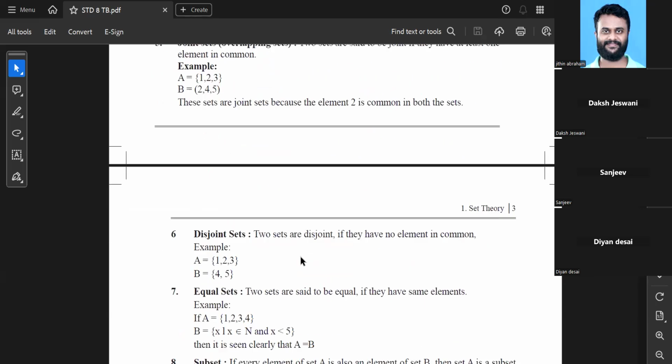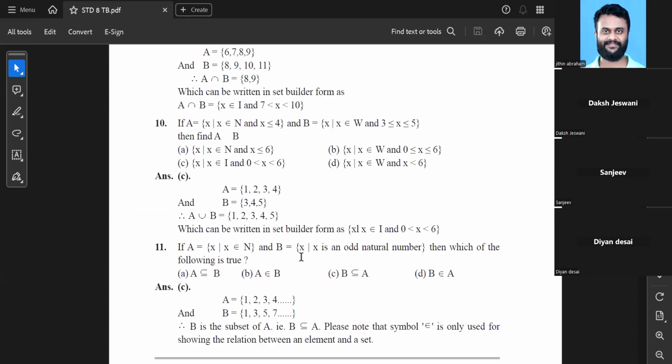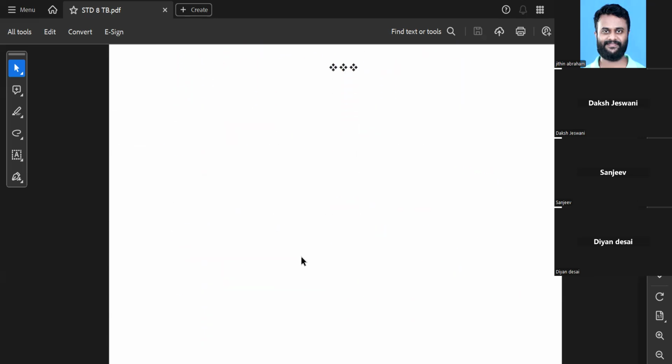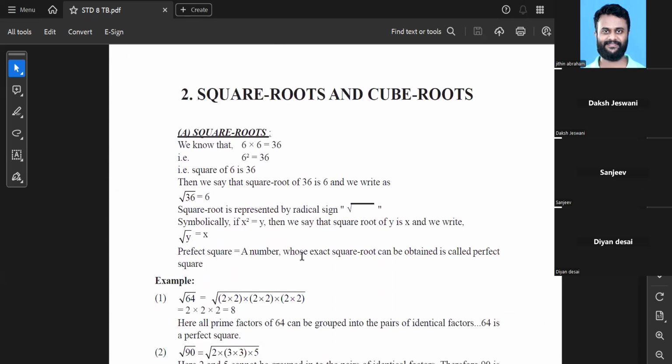Before starting with the set and all those things, let's start with the second chapter first of all, that is square roots and cube roots. First of all, let us understand what is a square root. I'll be starting with the second chapter, square roots and cube roots, and then I'll be proceeding towards the first chapter.